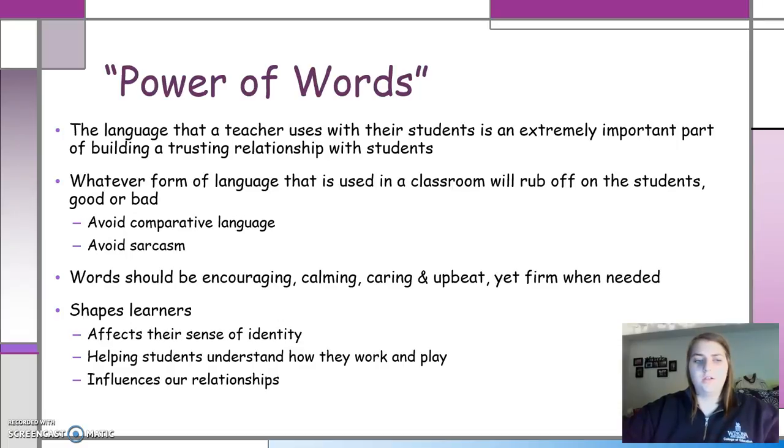And I really think that words should be encouraging, calming, caring, upbeat, but also firm when needed, and bringing out that teacher voice is something that needs to be done. And the article also discussed how it shapes learners and influences our relationships, and I really think that is very important.